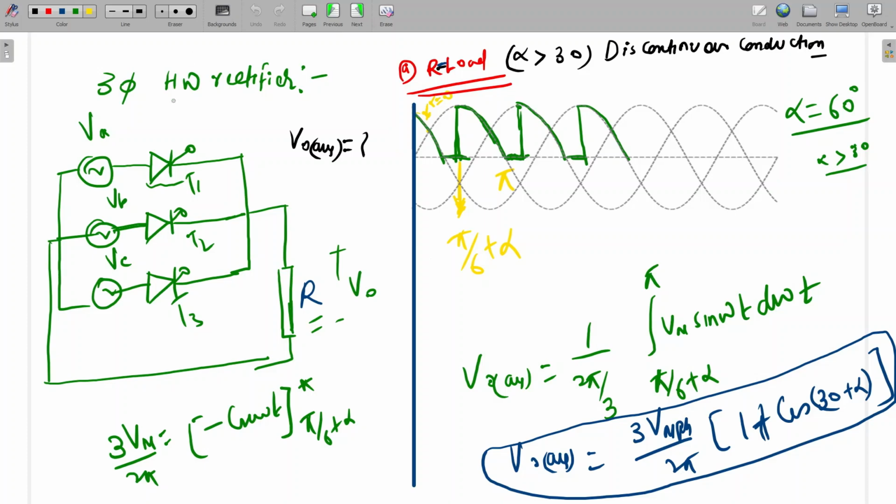In half wave rectifier, only phase voltage. See here we are connecting phase voltage. So the output is connected between this and this point. Okay. So across the output only phase voltage is appearing. Is it clear? Yes, sir. Clear, sir.